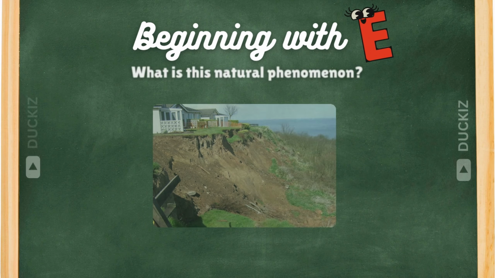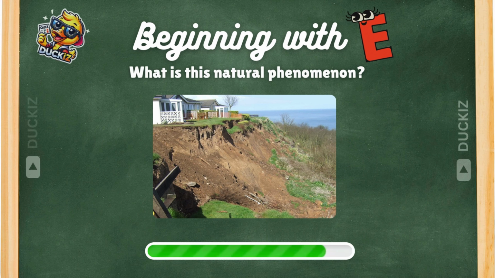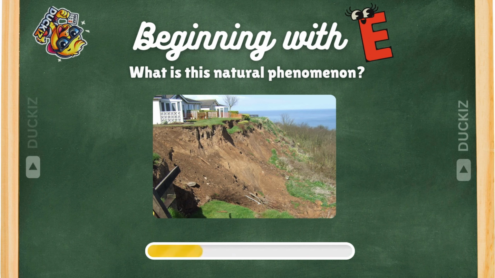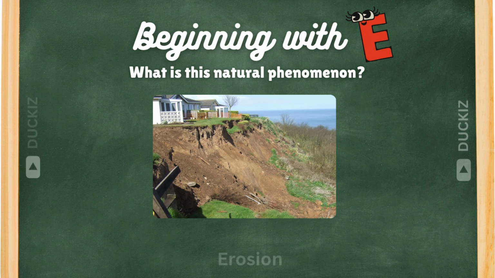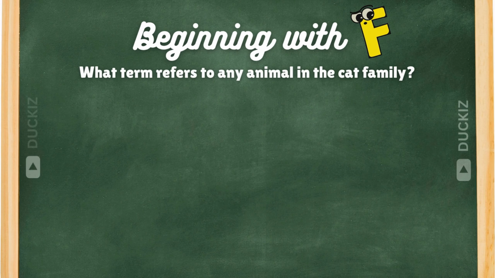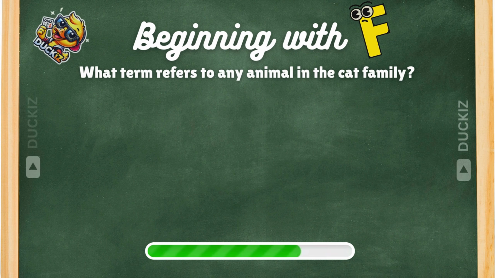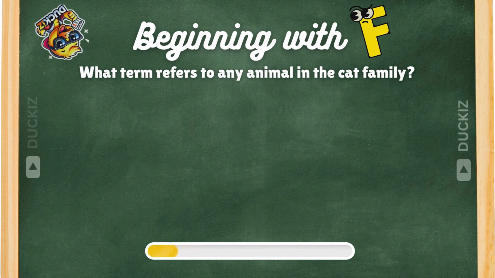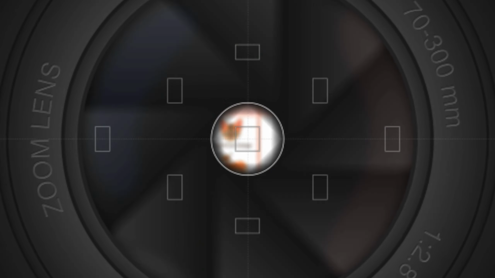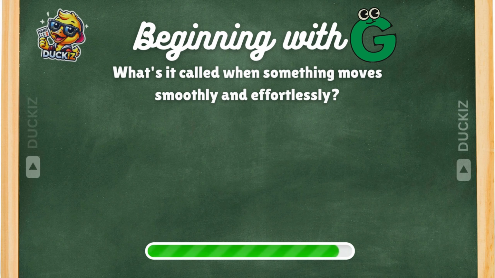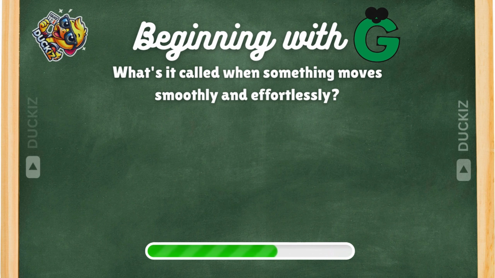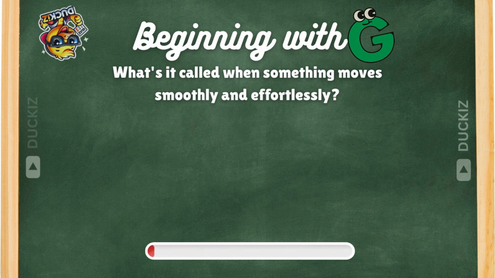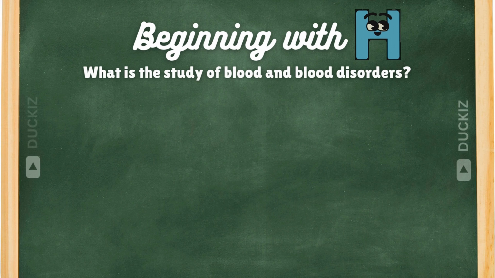Dormitory. What is this natural phenomenon? Erosion. What term refers to any animal in the cat family? Feline. What's it called when something moves smoothly and effortlessly? Glide. What is the study of blood and blood disorders?